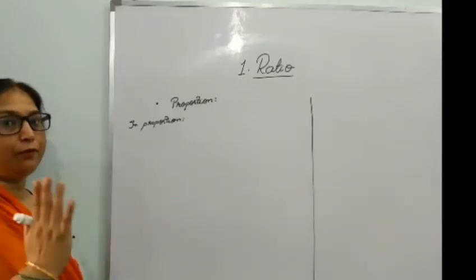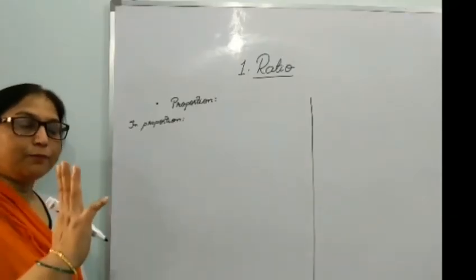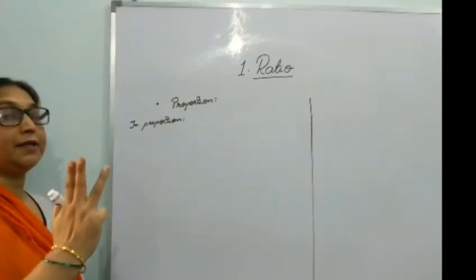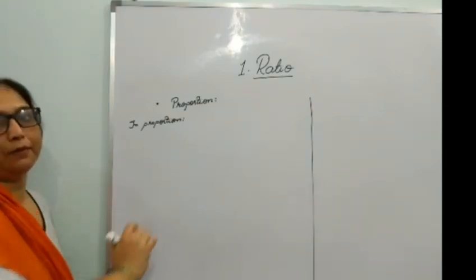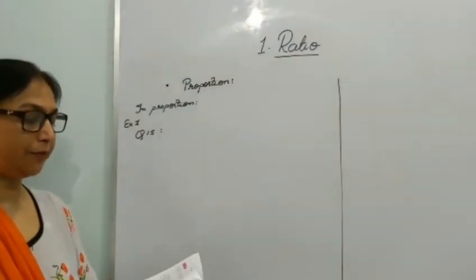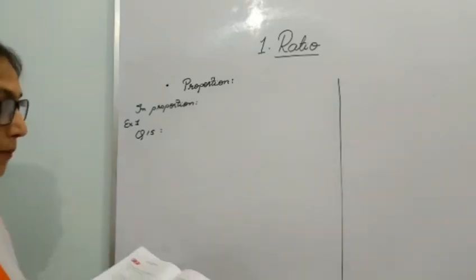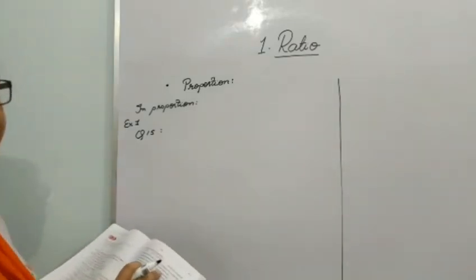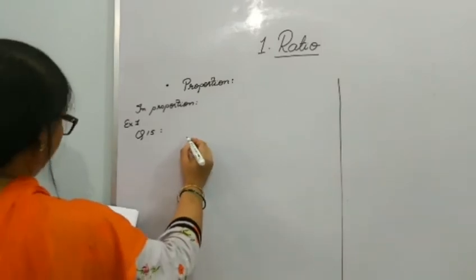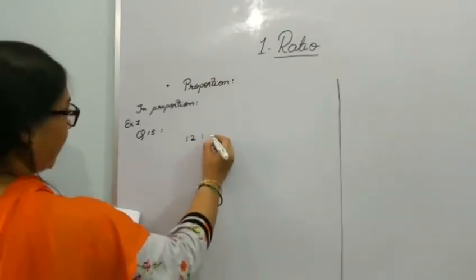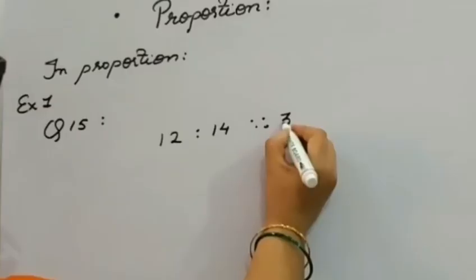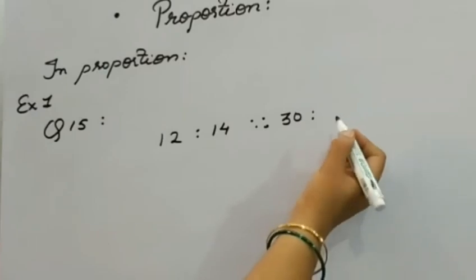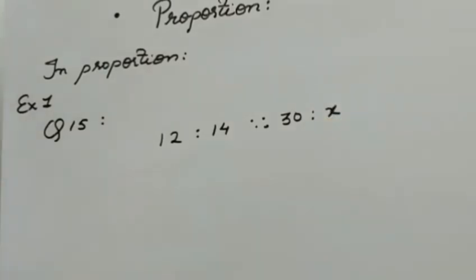Children, in proportion there are 4 terms, and if you are provided 3 terms, how do you find the value of the 4th or the missing term? I'll explain with the help of an example. Page number AP 11, question 15. The first, second and third terms are 12, 14 and 30 respectively. So let me arrange: first term 12 is to second term 14 as the third term 30 is to the missing term, which we can fill with x. Find the value of the fourth term.